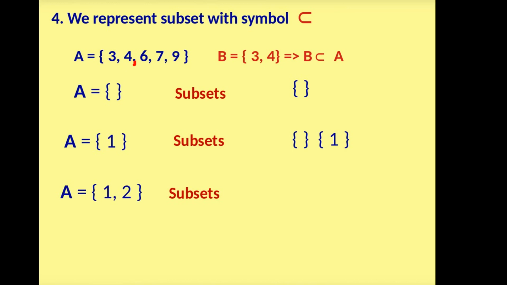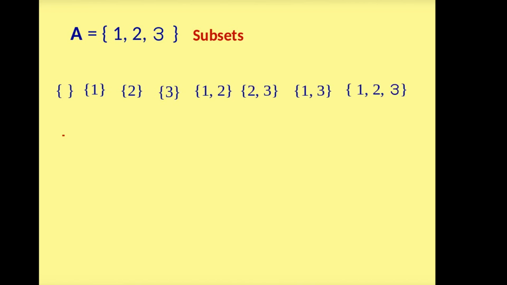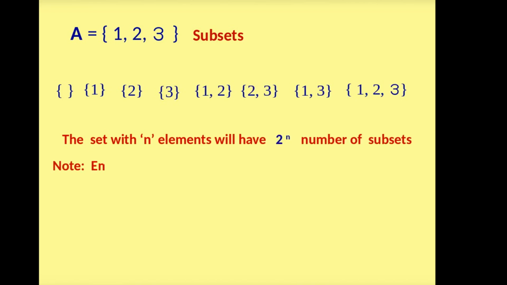4. And if 3 elements are there, how many subsets will be there? Observe carefully. One null set, {1}, {2}, {3}, {1, 2}, {2, 3}, {1, 3} and {1, 2, 3}. How many are there? These sets are 8. A set of n elements will have 2 to the power n number of subsets. Note, empty set is a subset of every set. Every set is also a subset of itself.